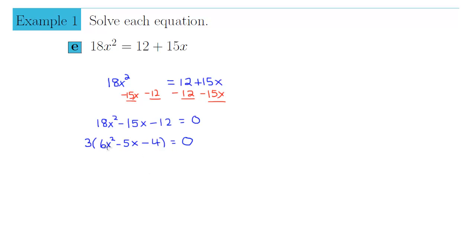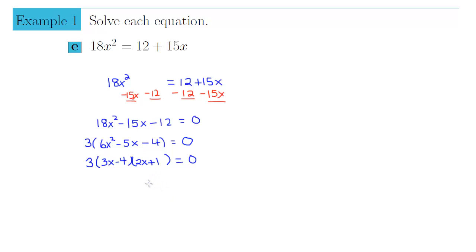Can we factor this polynomial any farther? Because it's still a quadratic, so we still want to factor it down to linear factors. Well, note, using your box method, you could obtain that 6x squared minus 5x minus 4 factors as follows: 3x minus 4 times 2x plus 1. Our left side is a product. 3 times 3x minus 4 times 2x plus 1 equals 0.